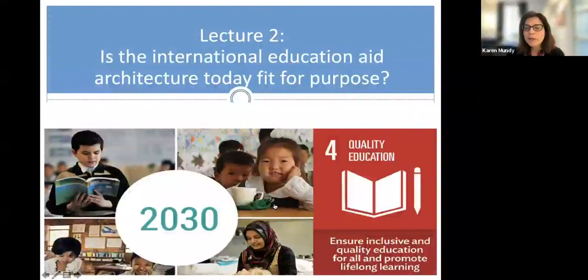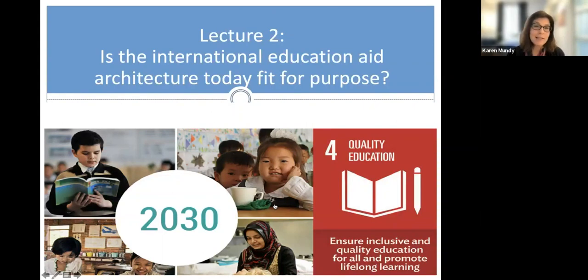So now we're going to look, and I'm going to go really quick, because here what I'm doing is basically borrowing from some of the empirical work done by the Center for Global Development and the Global Education Monitoring Report to give you a little sense of the way in which current international development assistance is delivered.